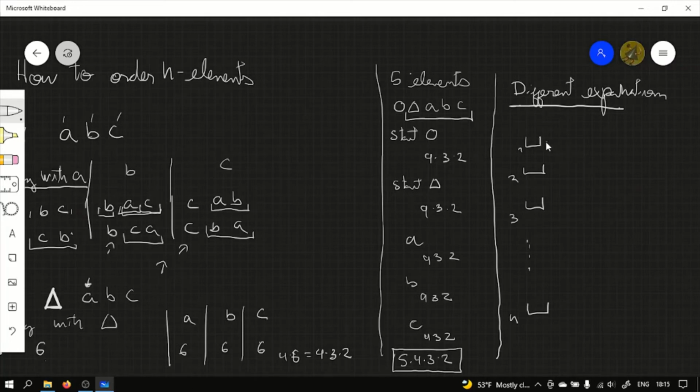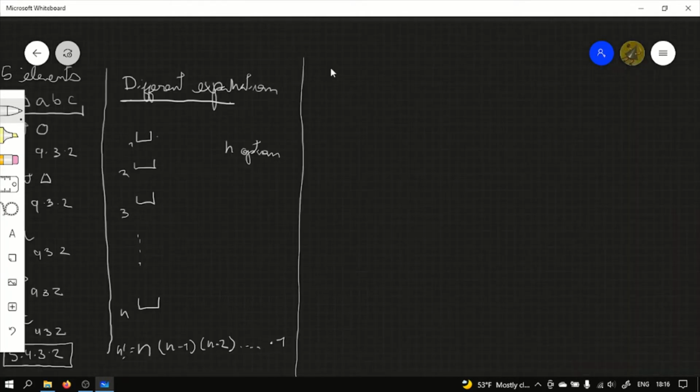For the first box, or for the first element, we will have n options. After we do one of these n different options, then we can choose the second one, and for the second one we will have n minus 1 options. Then for the third one we will have n minus 2 options, and so on until we get to the last one, which has no options because it only has to go where there is space left. And this is exactly the same as n factorial. Now let's go to the second part.